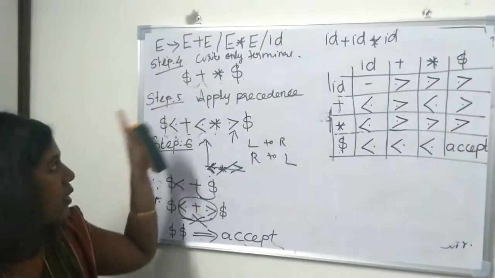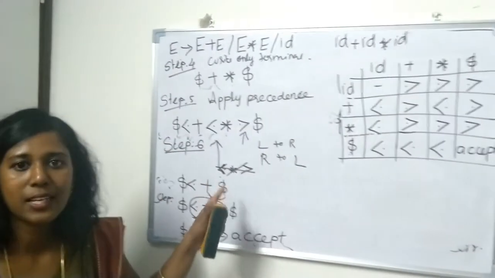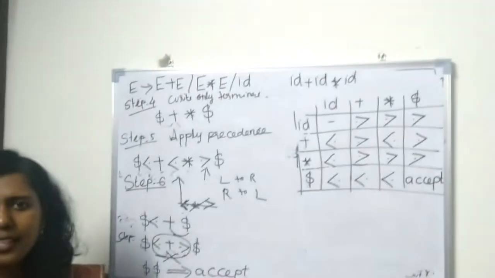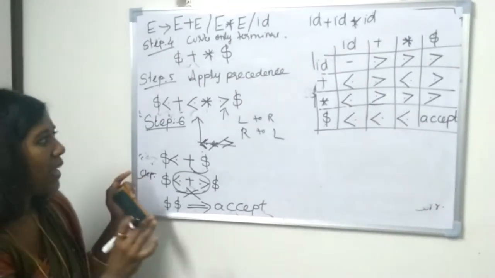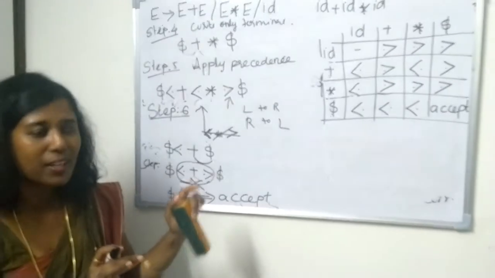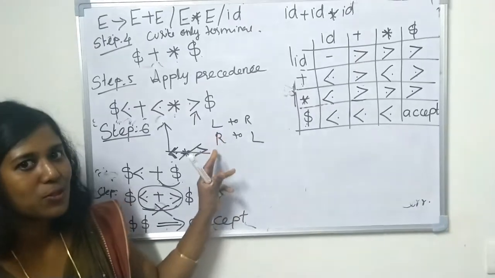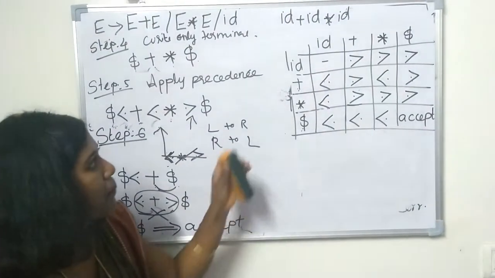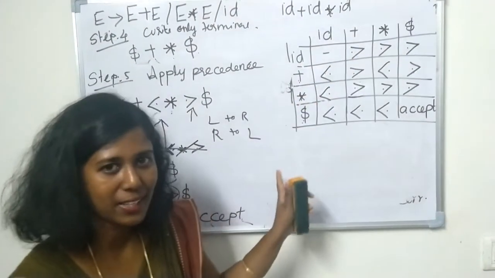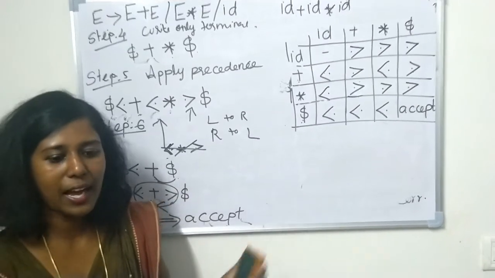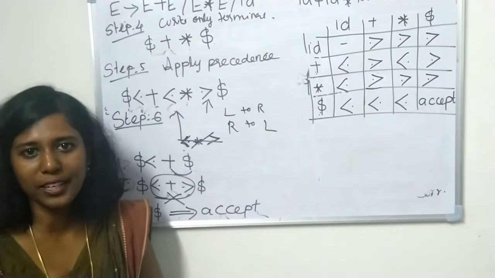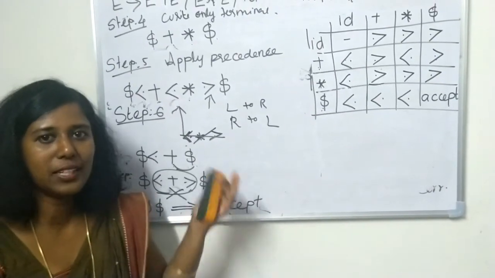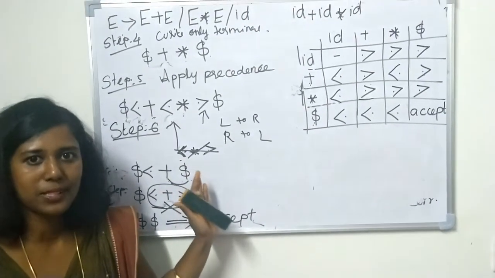So this is the operator precedence parser. In the operator precedence parser, there are many disadvantages. First, we can apply this only for small grammar, as well as we have to see that an operator should be there in that particular grammar, and if there is a minus symbol, it is very difficult to handle. So these are some of the disadvantages of the operator precedence parser.